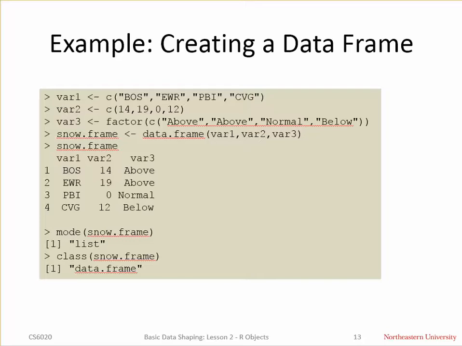If we were to display the data frame, we're going to get var1, var2, var3 as the three columns, with the different values in each of those vectors becoming the rows in the data frame. So you can really think of this as a spreadsheet arrangement. By the way, if you list the mode of a data frame, it's listed as a list, but the class, of course, is data frame.